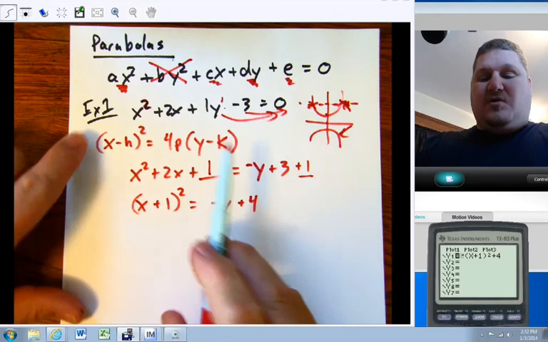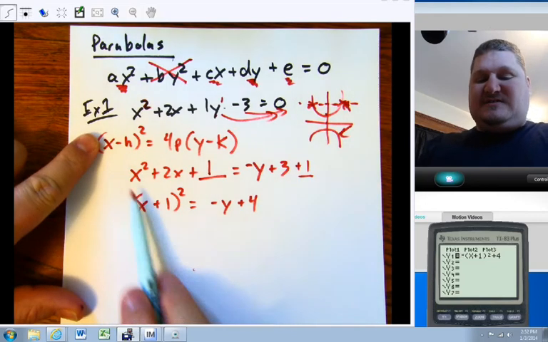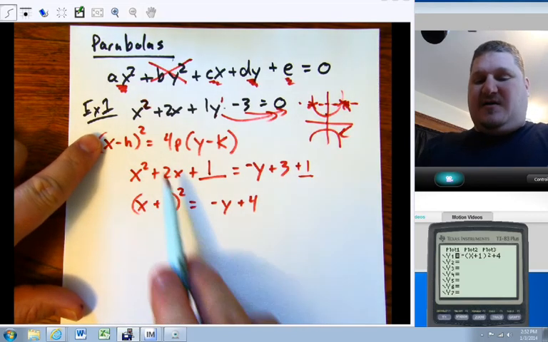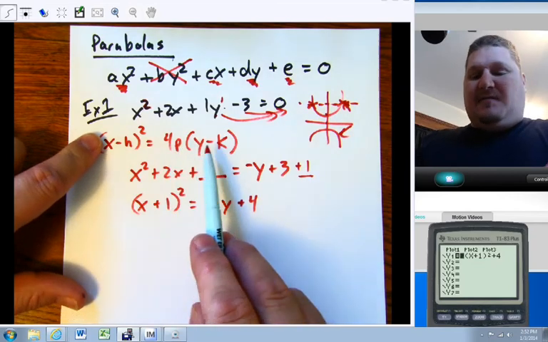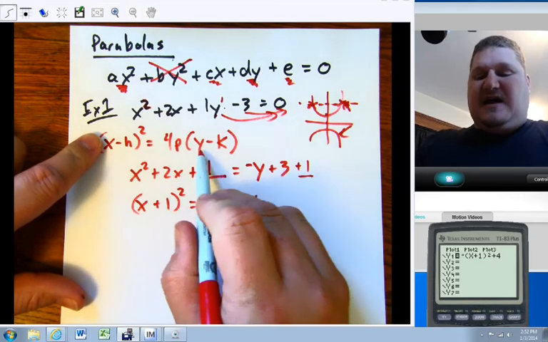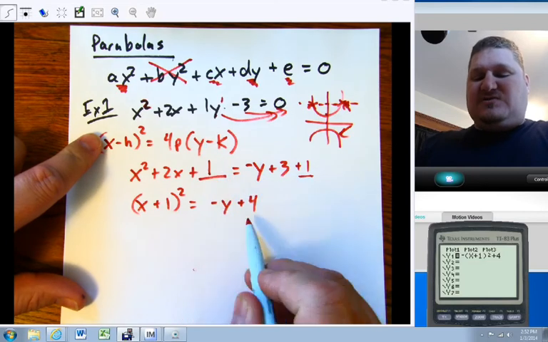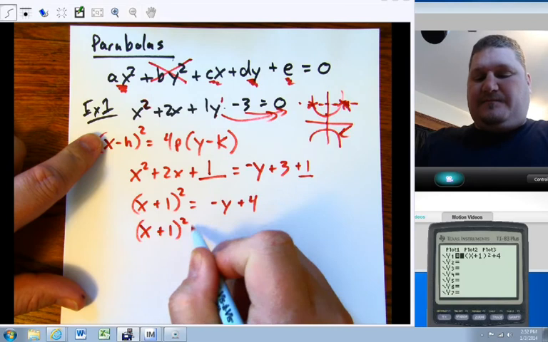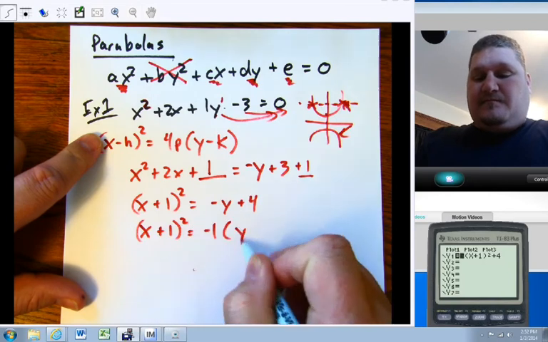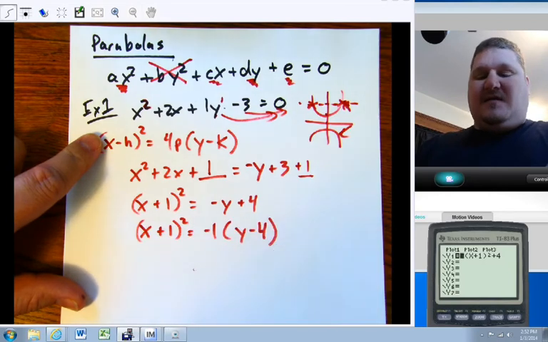Now we're real close. I have x minus h squared equals, I don't really have the 4p yet, but I'm going to get it, y minus k. To do that, I need to get y with a coefficient of 1. Right now it's negative 1. Let's factor out that negative 1. And I come up with this.